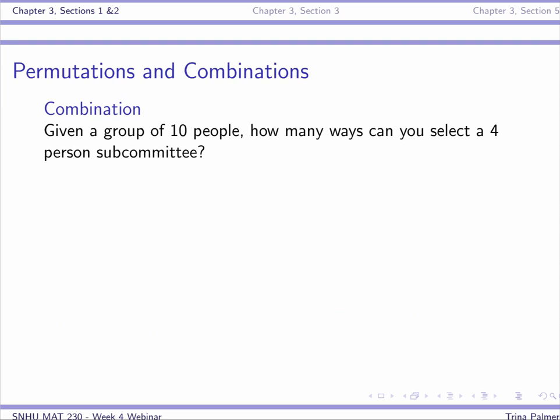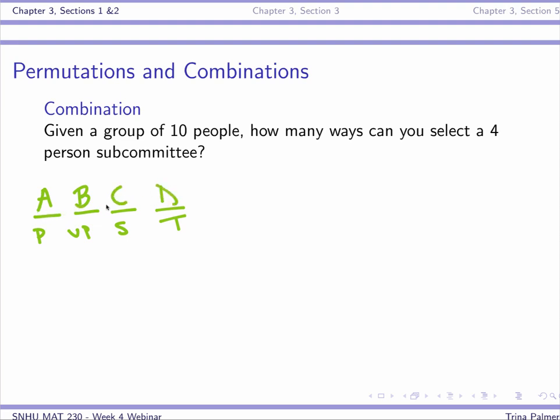Alright, so the next is, given a group of 10 people, how many ways can you select a 4-person subcommittee? Notice here, the 4 people do not have specific duties. Just to give you an example, in the last one, I could have had person A as president, person B as vice, so this was president, vice president, secretary, and treasurer.